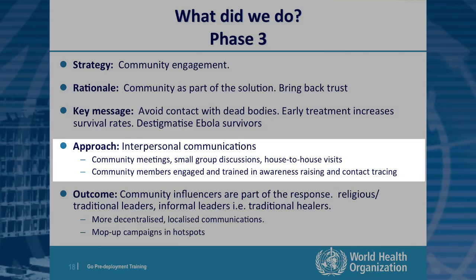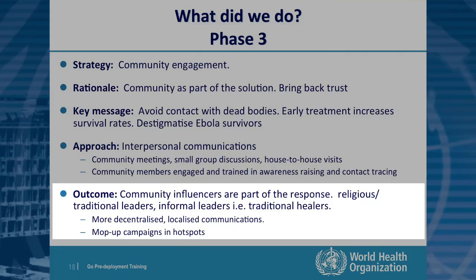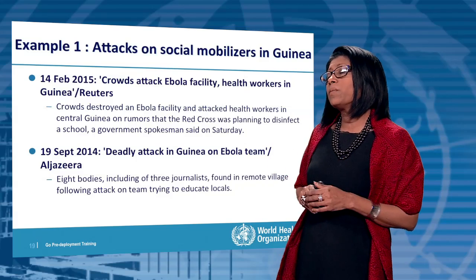And earlier in this module, we talked about who these connectors are, who these people are, what their power relations are, and how people get trusted information. So the outcome is that the community influencers are part of the response. Religious leaders, traditional healers, informal leaders, healthcare workers from the community, and many others. So this was a much more decentralized, localized communication, and we could have mop-up campaigns in what were known as hotspots of intense transmission.